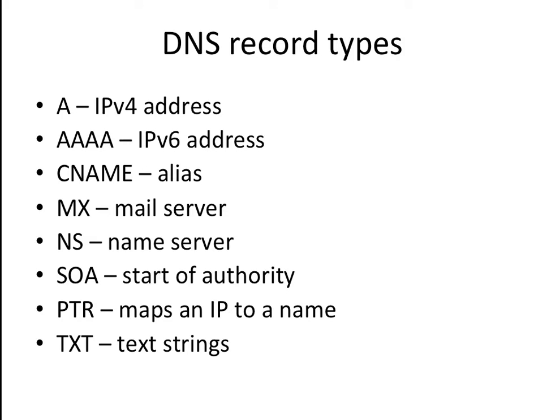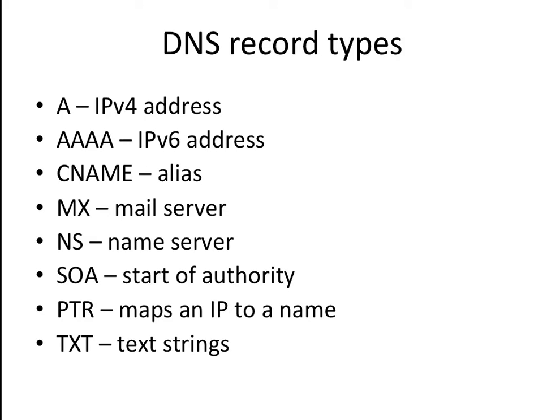So we have A records, IPv4 address, quad A records, the 4 A's, they normally call it a quad A record, IPv6 address. CNAME stands for canonical name, that's an alias, so that's when you point a name to another name. So for example, if I had www.rich.com with an IP address, that'd be an A record. And then if I had another name I wanted to call that by, say I wanted to call that web.rich.com, I can make web.rich.com a CNAME that points to www.rich.com.